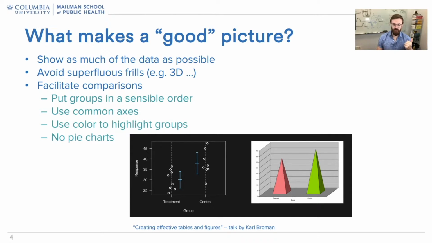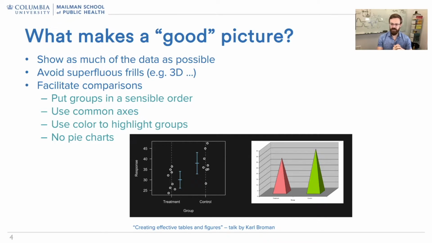You have a treatment and a control group, but the one on the left may look simpler, but it is in fact a lot more effective in the sense that it shows the raw data. It gives you a way to easily compare what's going on in a treatment group and a control group. It includes some additional information, something like a mean and a confidence interval, to facilitate that kind of comparison. And it doesn't have a whole lot of superfluous stuff floating around.